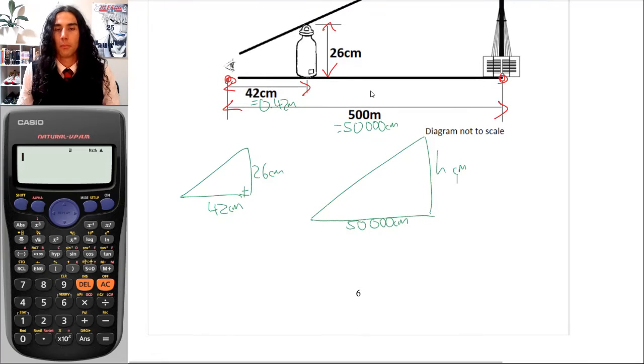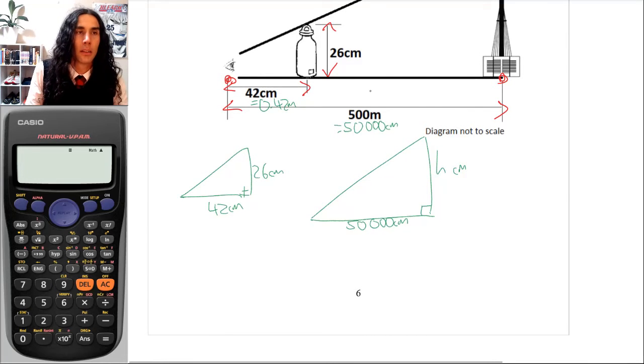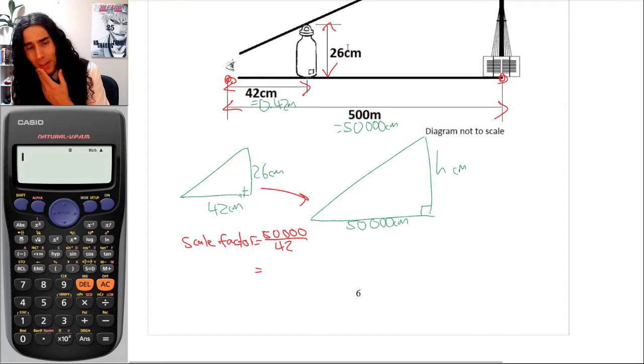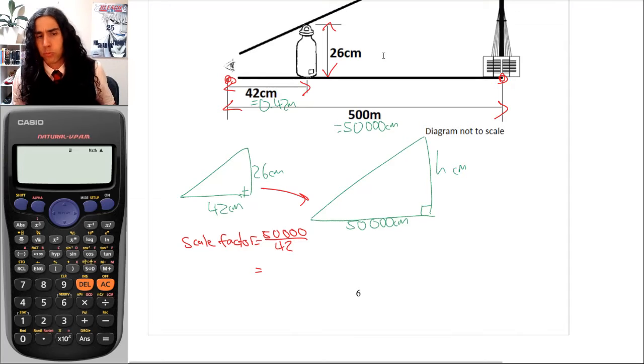So similar triangles. The scale factor. Going from here to here. The new one of the old one. Ooh, I don't know what that is. 125 roughly.